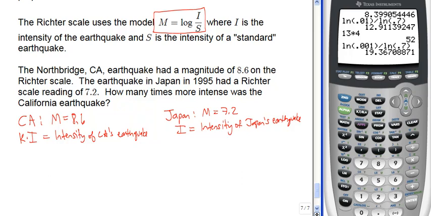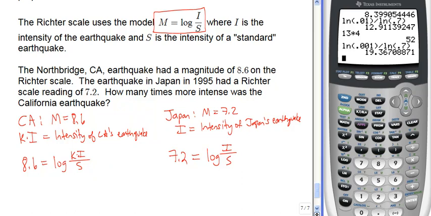I'm going to start with Japan. Using this formula for the Richter scale, the M number is this 7.2, and this is supposed to equal log of I over S. For California, this would be 8.6 equals log of its intensity, and its intensity is K times I over this standard earthquake. So this S value is kind of like a given, a constant amount, even though we're not told exactly what it is. It turns out we don't really need to know what it is to figure out the problem.